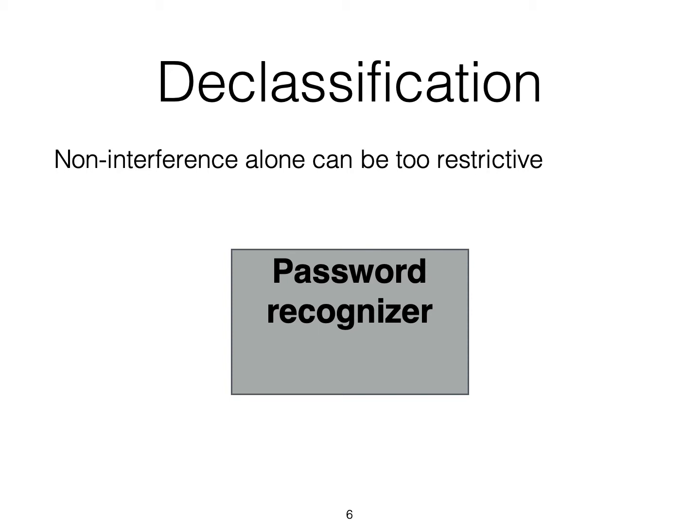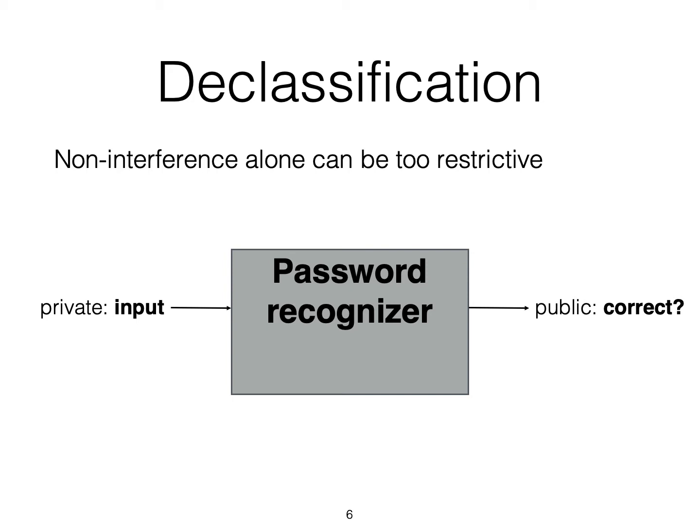In practice, non-interference can be too restrictive a property to expect a program to have. As an example, we can consider a password recognizer. The private input to the password recognizer is a user-provided password, and the public output is whether or not the password is correct. The output is clearly affected by the private input provided by the user, so we can't prove non-interference here as is.